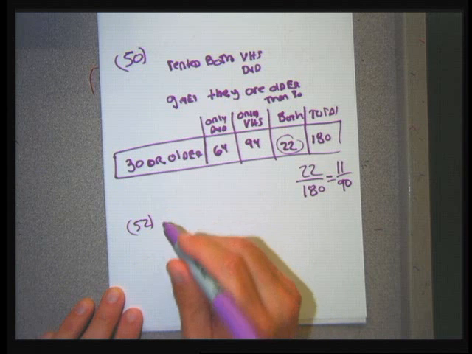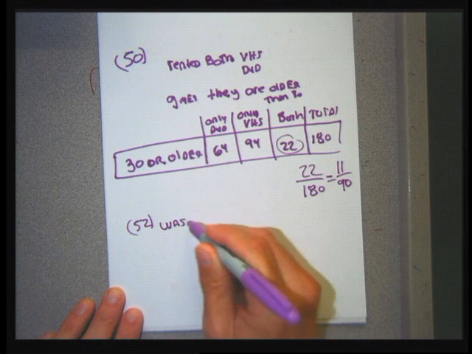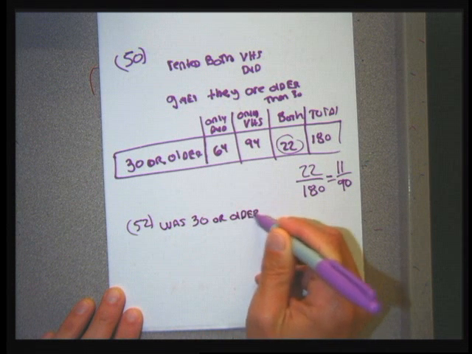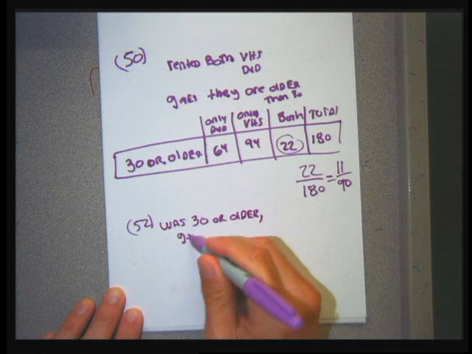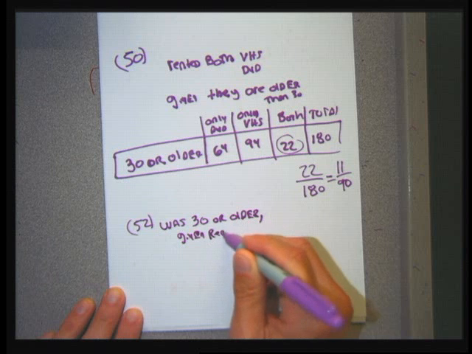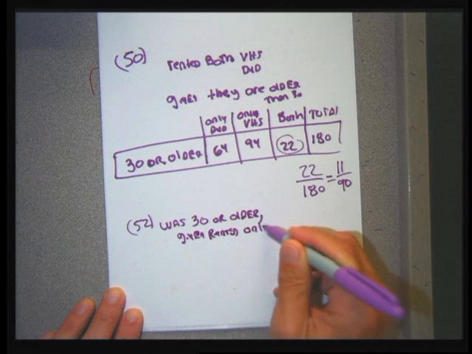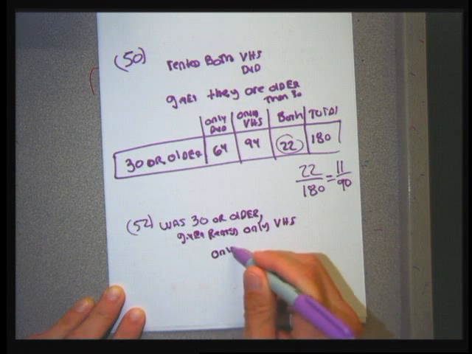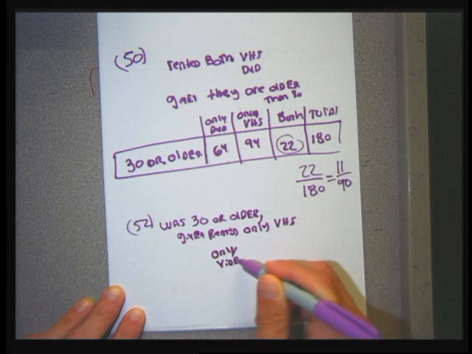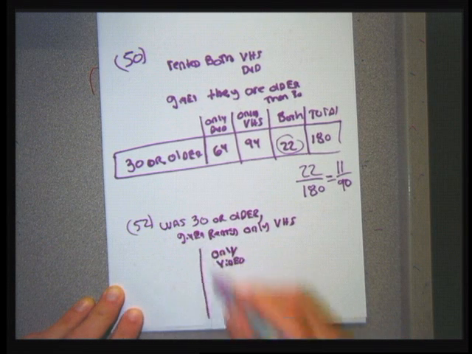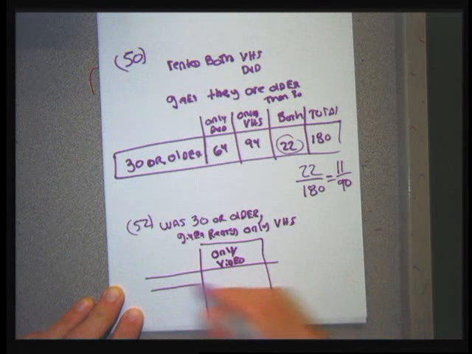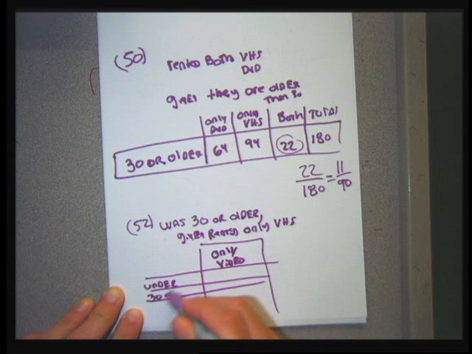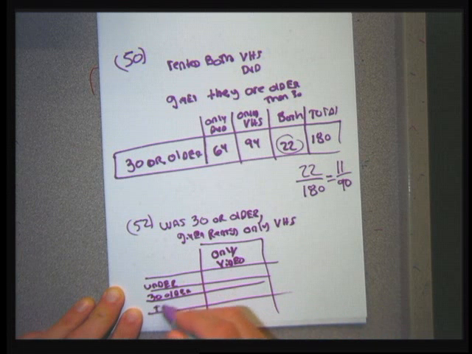52 says, was older than 30. So what's the probability that the person was 30 or older, given they rented only videotapes? I'm abbreviating that VHS. So now for this, I need to do the only videotape column, and that column has an under 30, 30 or older, and a total.